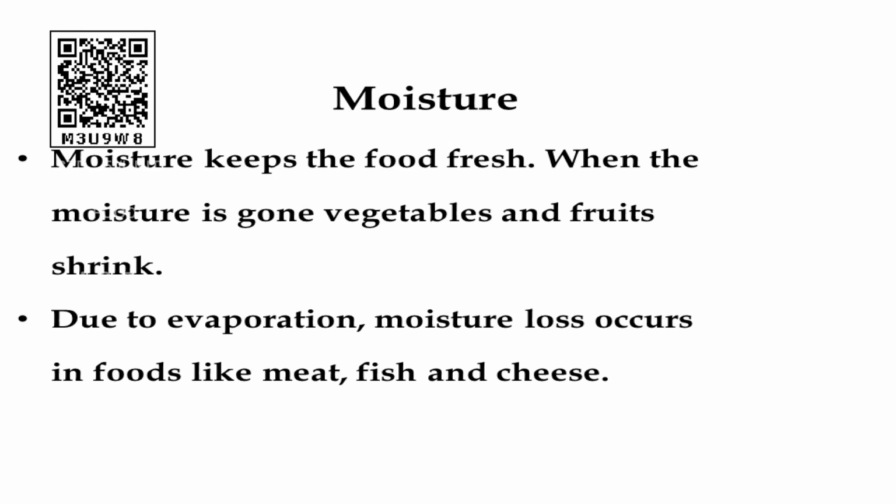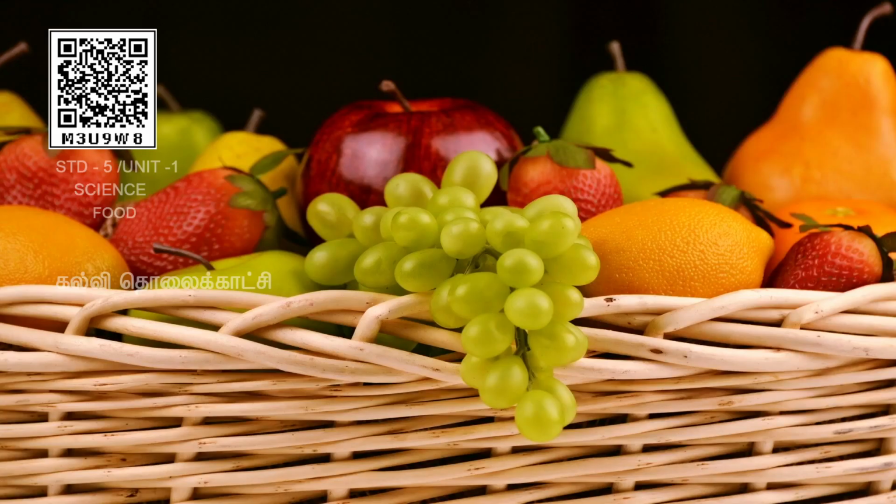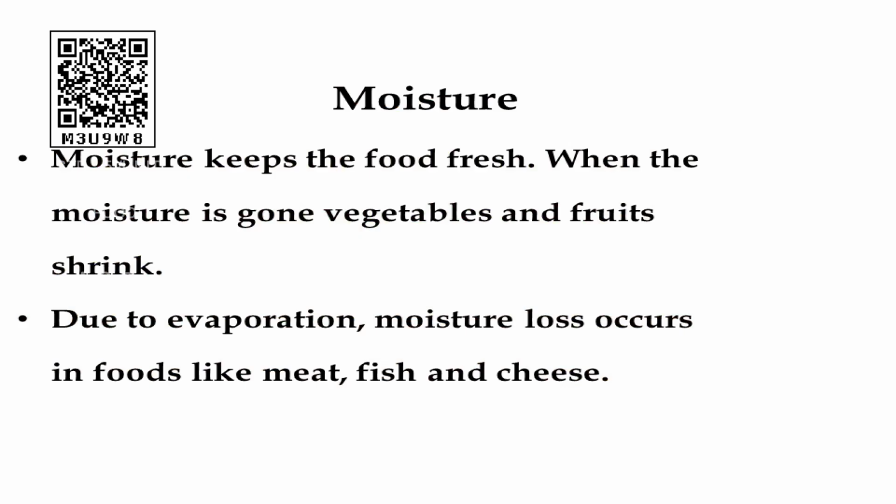Now, moisture. Moisture keeps the food fresh. Okay. When the moisture is gone, vegetables and fruits start to shrink. You all know Mosambi. If you keep that Mosambi for 10 days, what will happen, children? It starts to shrink. You won't get any juice from that fruit. Okay. So, the fruits and vegetables need some moisture.